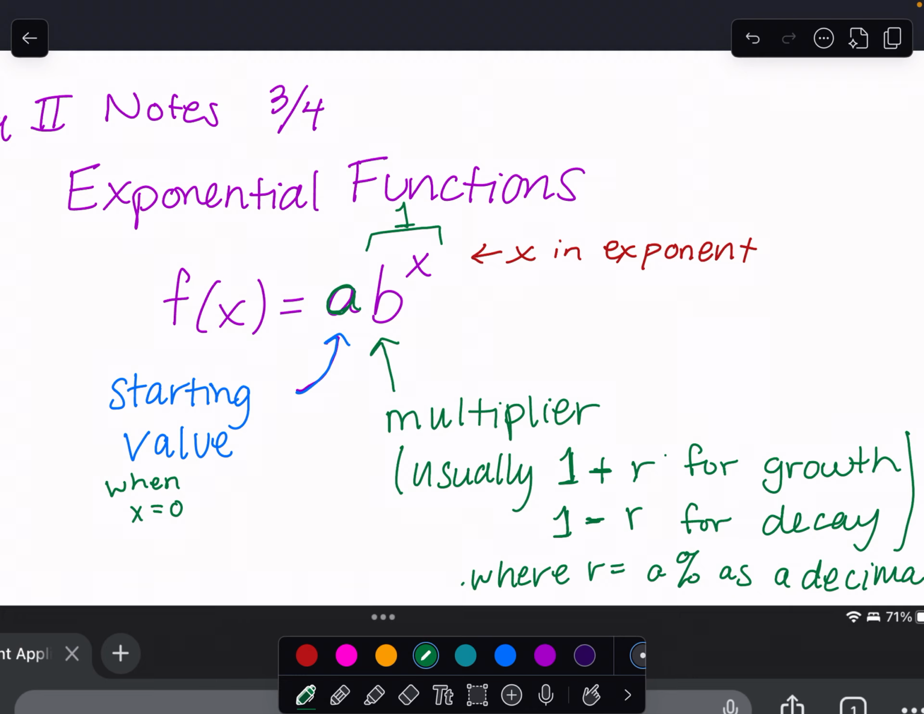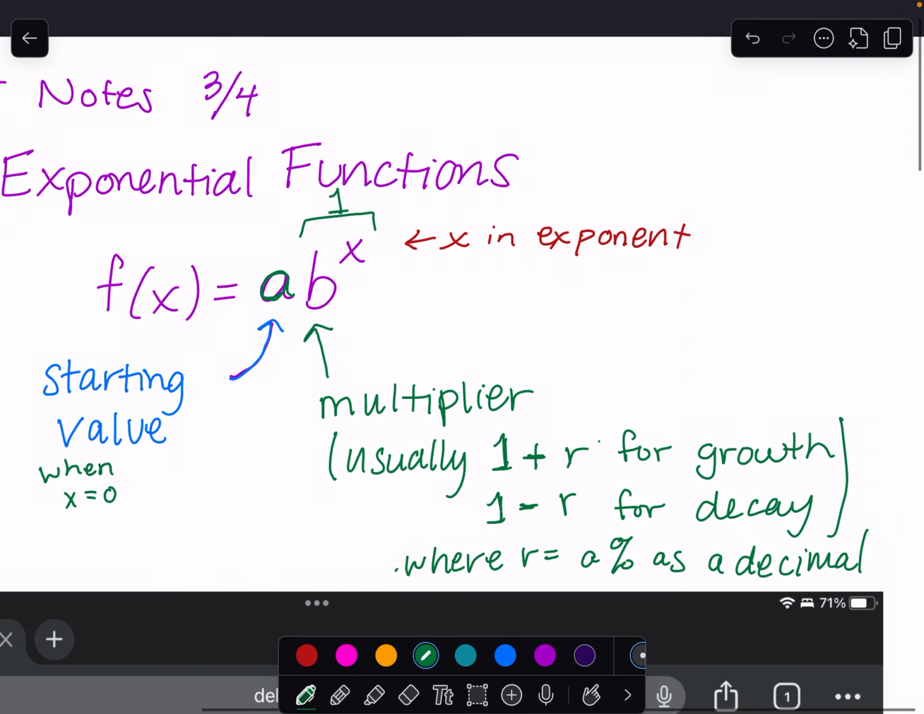Okay, b is called the multiplier. So if it doubles, it would be 2. Or if it quadrupled, it would be 4. Or if it halved, it would be 1/2. And then this is actually also where you can tell the difference between exponential growth or exponential decay. I'm sure you've learned about that in some science classes, or I hope you have anyway, where r is the percent as a decimal. We'll give more examples of this.